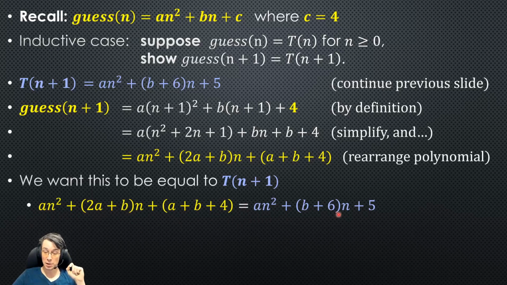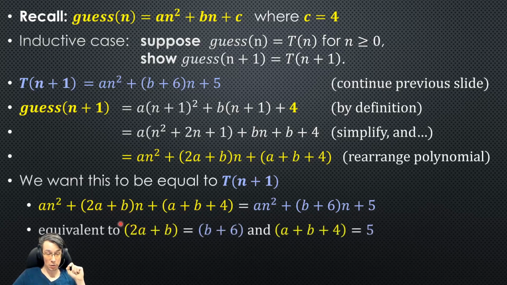2 times a plus b should be equal to b plus 6, and a plus b plus 4 should be equal to 5. So this is saying: 2a plus b equals b plus 6, and a plus b plus 4 equals 5. And if we look at these two expressions, the first equality is easy to work out, right? Subtract b from both sides, divide by 2, you get a equals 3. So once we have a equals 3, we can substitute that into the expression on the right, and we end up with 3 plus b plus 4, which is b plus 7, equals 5. Subtract 7 from both sides, we get b equals negative 2.